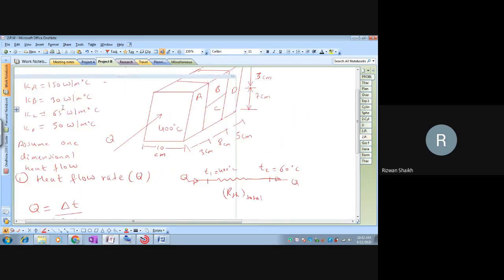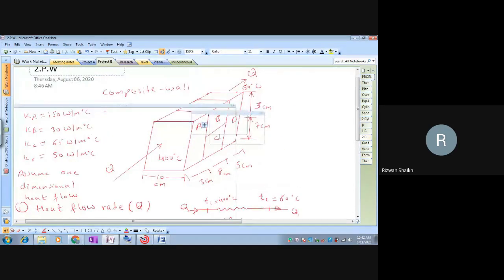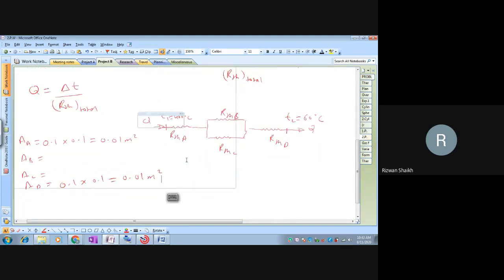Similarly, for layer B. So layer B, you can see it is a half part. B and C, they are divided. We have one layer, but it is divided into two layers. Not two equal layers. The C has a height of 7 centimeter, B has a height of 3 centimeter. So how can I take the area? Length into breadth. Length is 10 centimeter. For layer C it is 7, and for layer B it is 10 into 3. Are you getting me? So in this way, you can write the area for B.